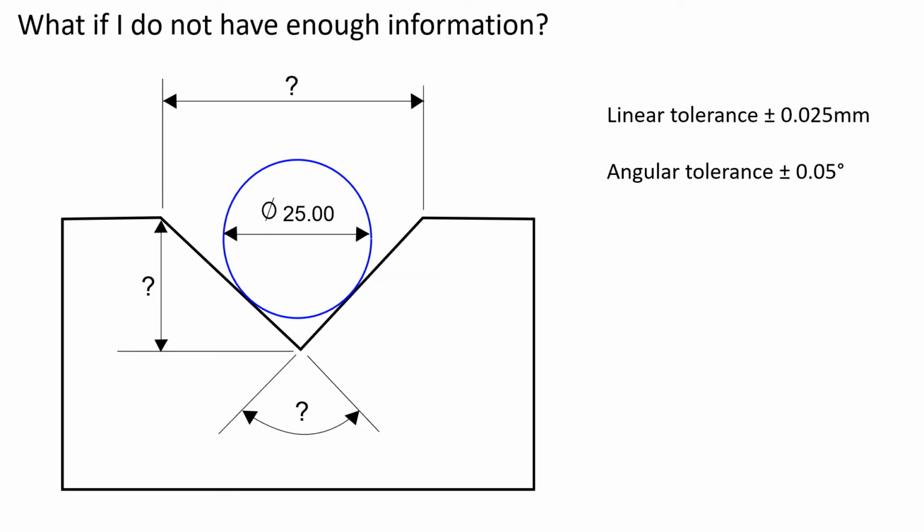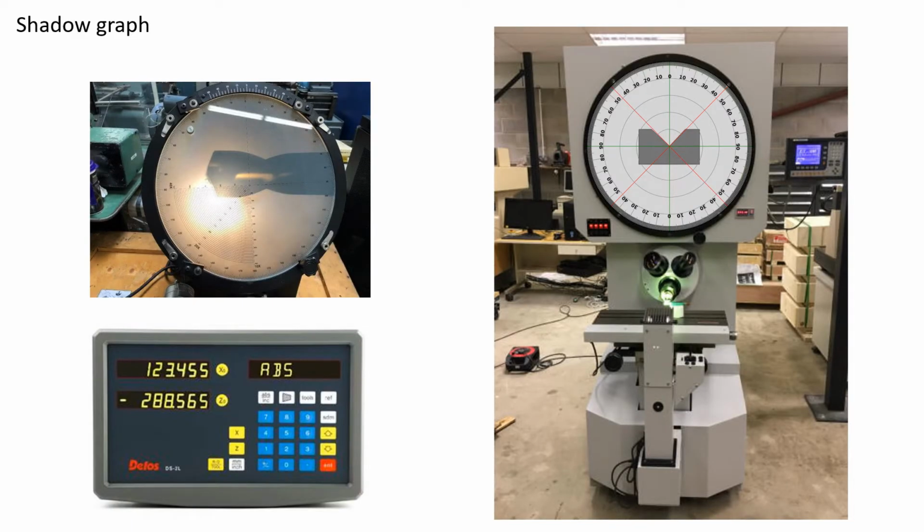As with the previous example, we did have some information that we could use to create triangles and derive the other missing information. What if we don't have any other information? What if we just have a machine V groove and a precision ball or pin or rod? How would we go about measuring the V block successfully? Shadow graphs or projectors are commonly used for measuring difficult components.